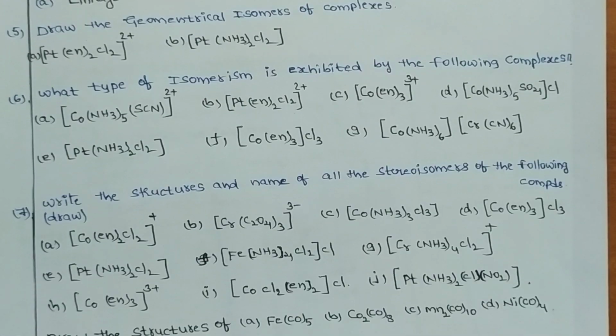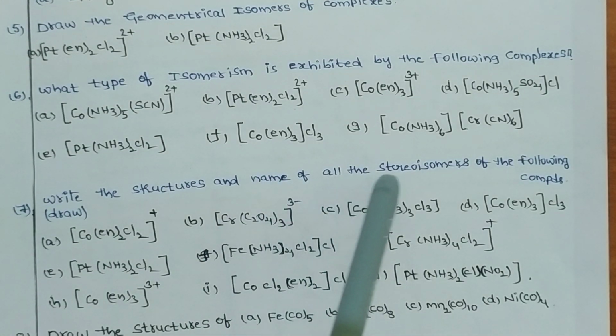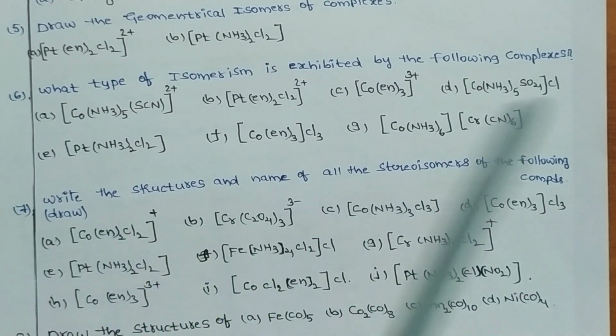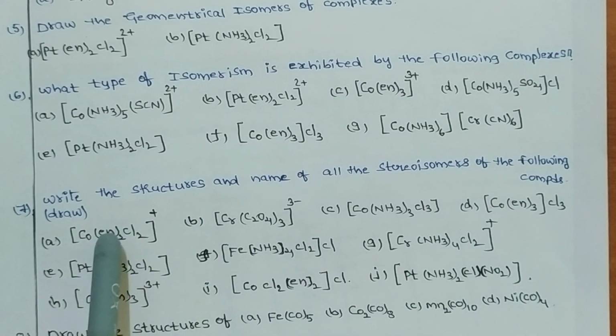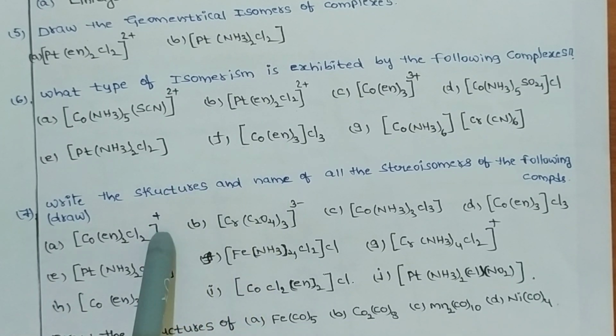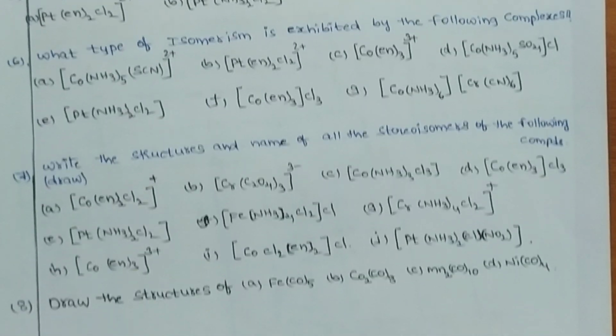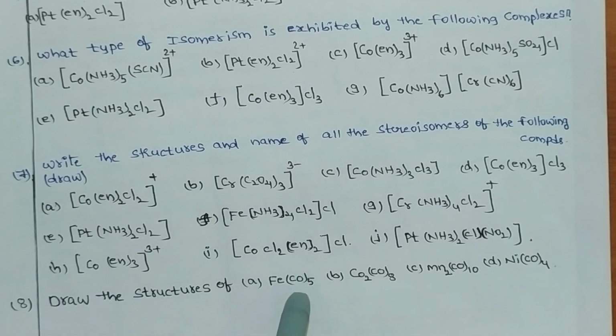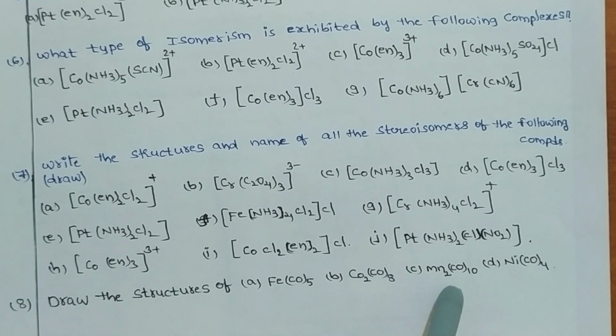Next, write the structures and the names of all the stereoisomers of the following compounds. They will give a complex compound, then we have to write its structure and IUPAC name. Next, another one is to draw the structures of Fe(CO)5, Co2(CO)8, Mn2(CO)10, and nickel tetracarbonyl. These questions. This is the top 8.